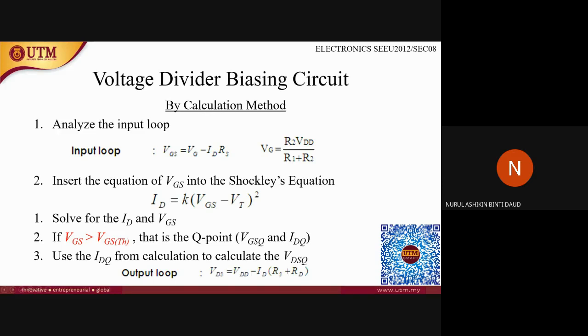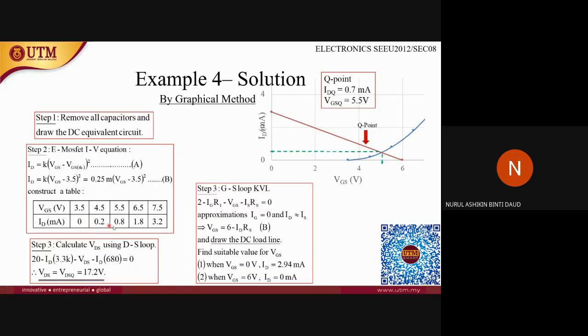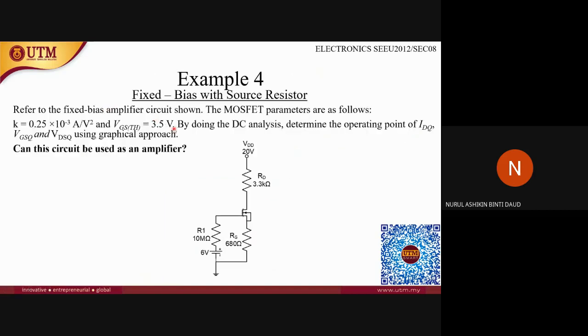Because actually there are a lot of values of drain current, right? Because you have plotted this. But since it is mentioned that you need to find the VDSQ at the Q point, you need to find it using the current value at the Q point. So in order to calculate VDS, we use the DS loop. The DS loop is here, the drain source loop.